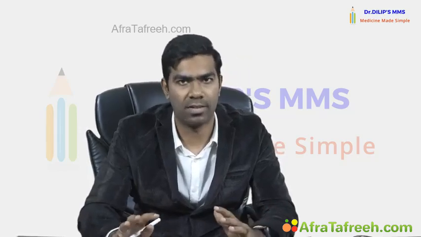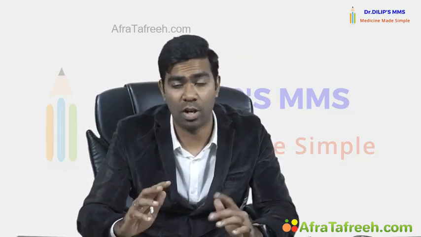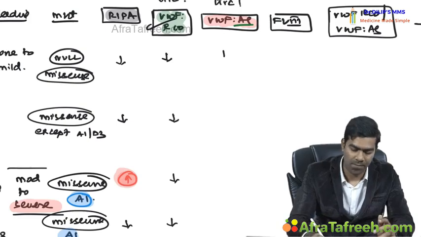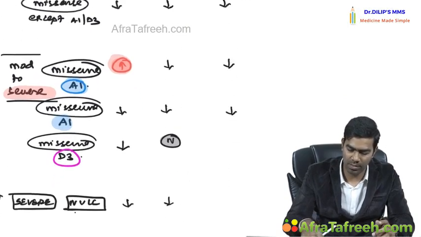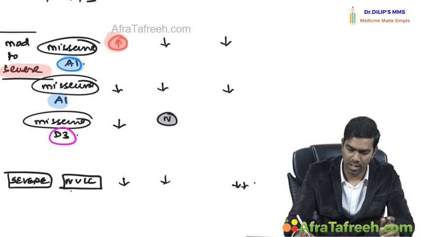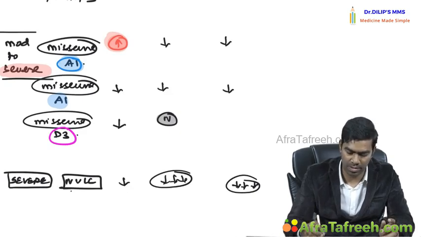Willebrand factor antigen levels. We are talking about the actual levels now, not the activity. Again here it will be decreased. Here it will be decreased. Here it will be decreased. Here also it will be severely decreased. Here I can tell it will be severely decreased because it's almost a complete deficiency.